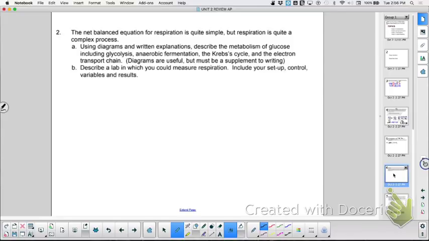All right. And it says using diagrams and written explanations, describe the metabolism of glucose, including glycolysis, anaerobic fermentation, the Krebs cycle, and the electron transport chain. Diagrams are useful, but must be a supplement to the writing. Okay, so I want you to explain it, but if I ask you on the test, diagram the Krebs cycle for me. How does it go? 2 plus 4 is 6.